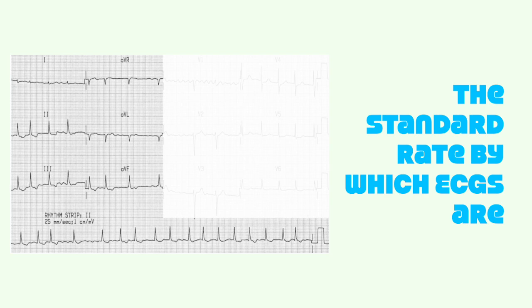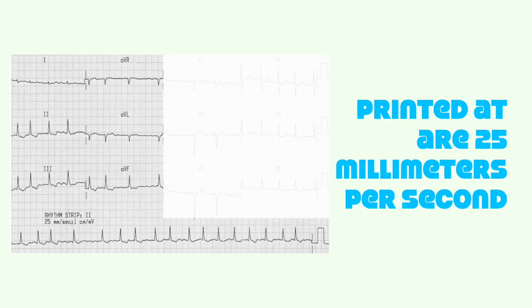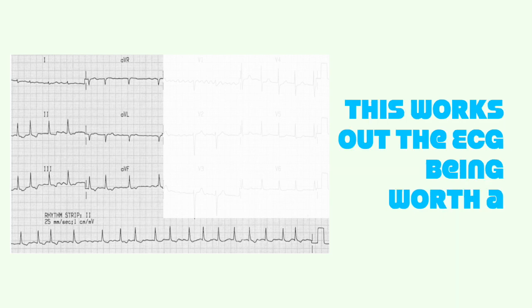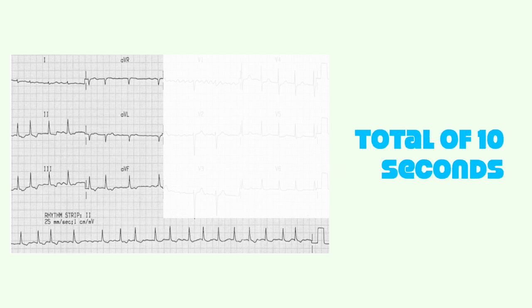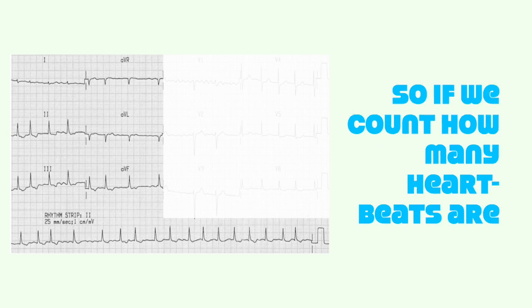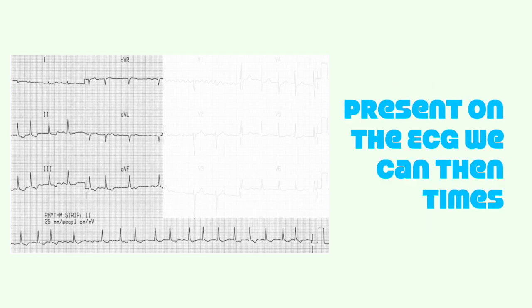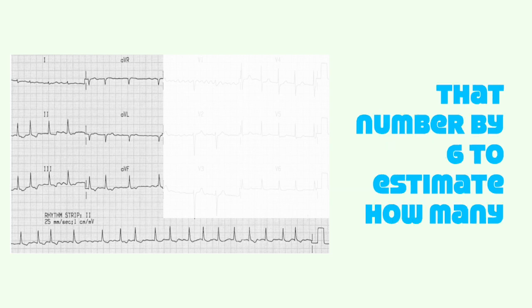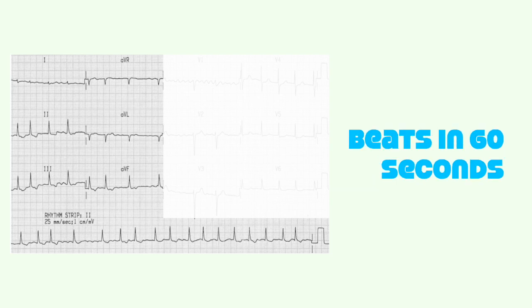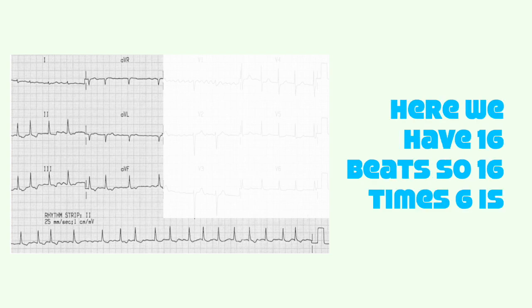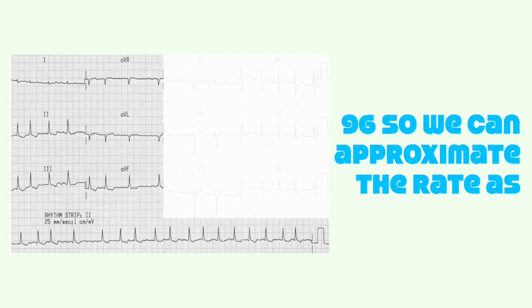The standard rate at which ECGs are printed is 25 mm per second. This works out to the ECG being worth a total of 10 seconds. So if we count how many heartbeats are present on the ECG, we can then times that number by 6 to estimate how many beats in 60 seconds. Here we have 16 beats, so 16 times 6 is 96, so we can approximate the rate as 96 beats per minute.